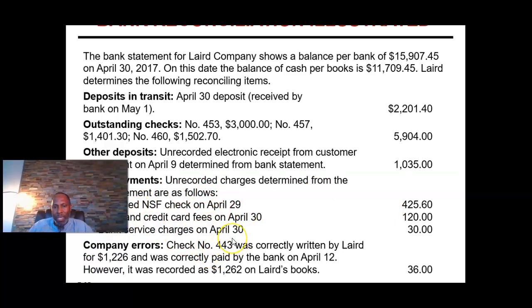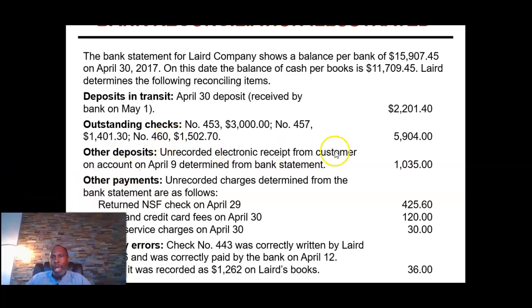Make sure you can see this error information. Check number 443 was written by the company for $12.26, and it was cash. However, when we recorded this amount, we recorded $12.62 in our cash ledger instead of $12.26. Okay? So the question is, what items should I add or subtract to my balance per bank statement and balance per books to get my true cash balance? Based upon the information shown here, what should be our true cash balance at the end of the accounting period?